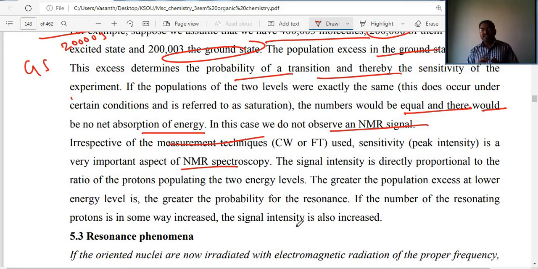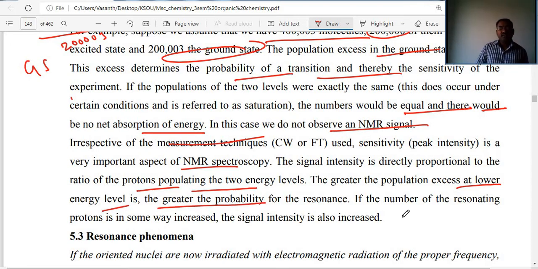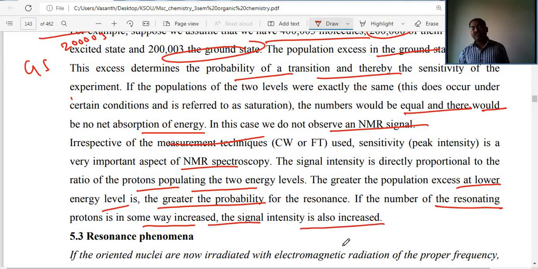The signal intensity is directly proportional to the ratio of the protons populating the two energy levels. The greater the population excess at the lower energy level, the greater is the probability for resonance. If the number of resonating protons increases, the signal intensity also increases.